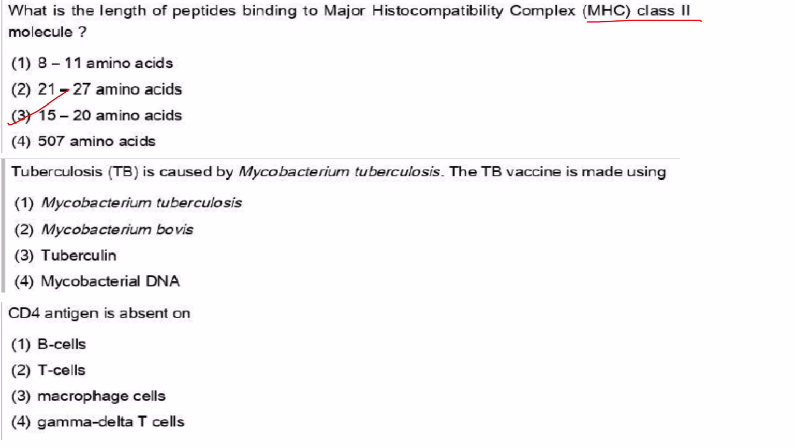Then next one, tuberculosis is caused by Mycobacterium tuberculosis. The TB vaccine is made using Mycobacterium bovis, and it is closely related to Mycobacterium tuberculosis. Okay, so second is the answer. CD4 antigen is absent on, so it is not present on which cells? It is present on T cells, macrophages, gamma delta T cells, but it is not present on B cells. They do not express CD4. So the answer here is option 1.